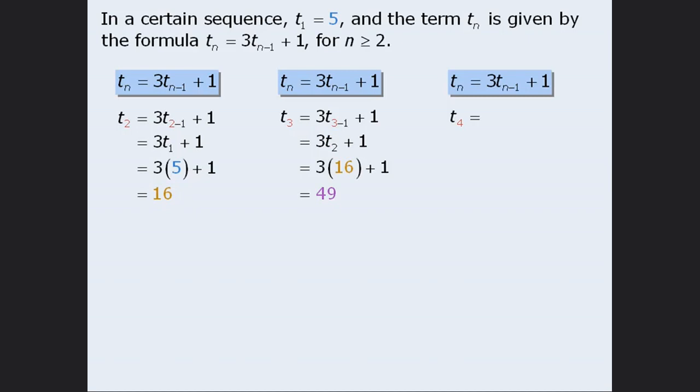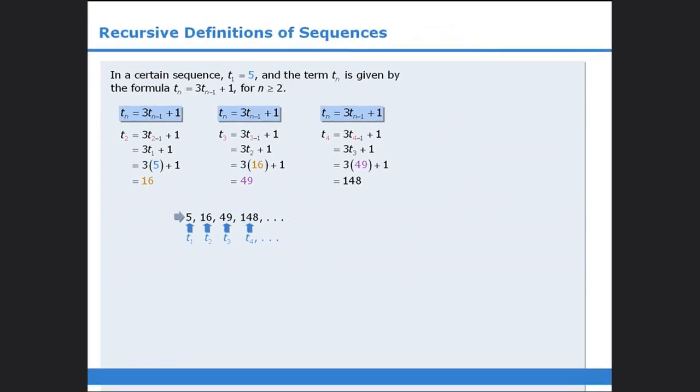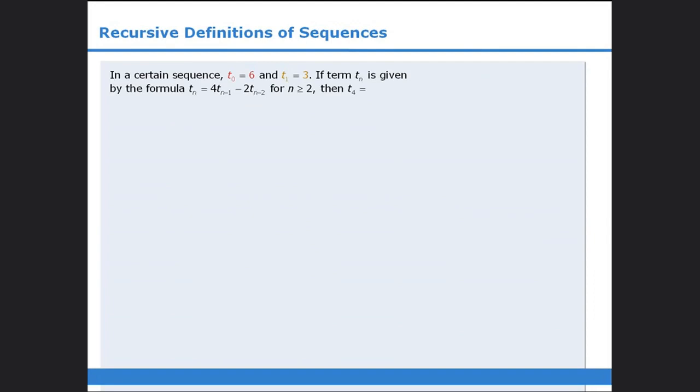To find term 4, we plug 4 in for n and simplify. We just determined that term 3 is equal to 49, so when we add this to our calculations and then simplify, we see that term 4 is equal to 148. Of course, we could continue this process indefinitely, but this is enough to list the first 4 terms of the sequence.